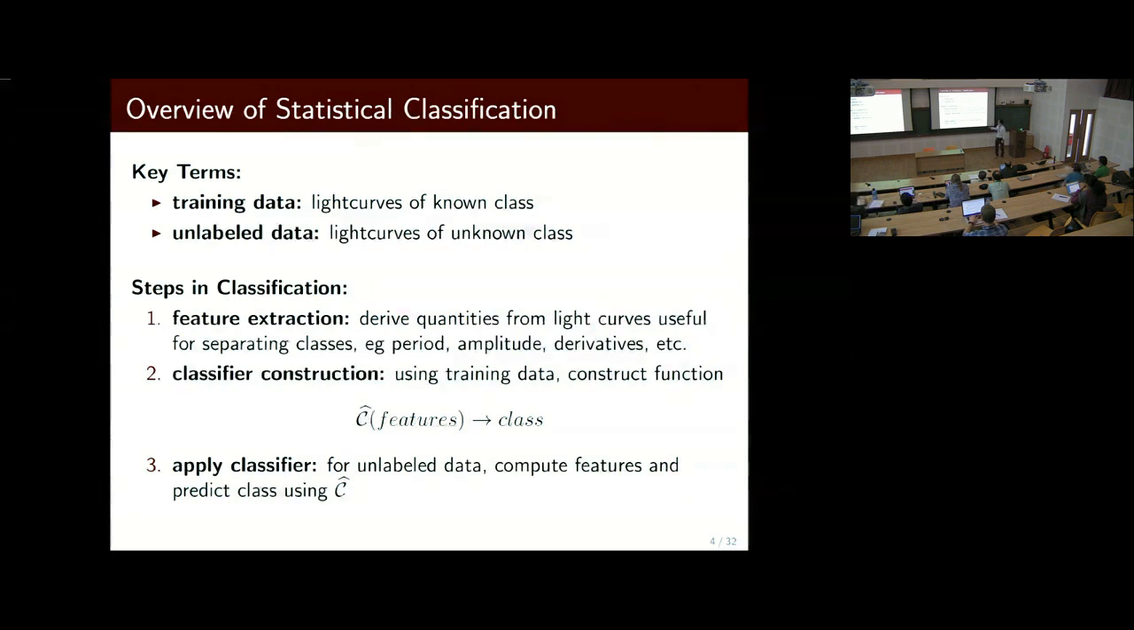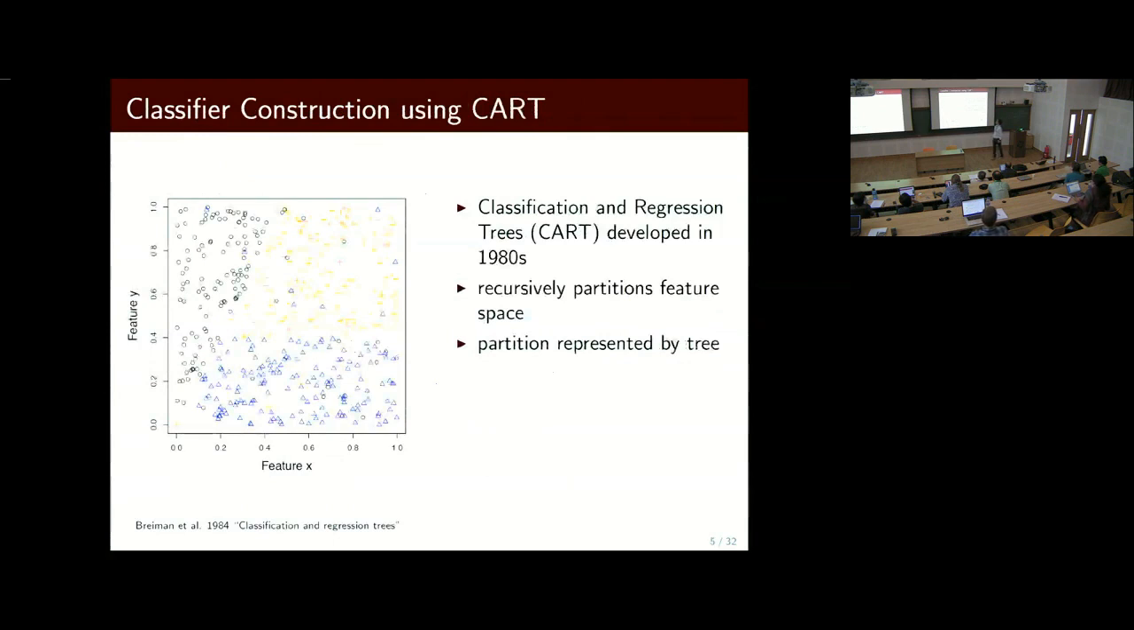Steps 1 and 3, I think, are pretty clear. Step 2 is sort of where the magic happens. How do we construct this classifier C hat? So I'm going to discuss one method for doing that. And that method is called CART, Classification and Regression Trees. CART was developed in the 1980s. And what CART does is it partitions feature space in an attempt such that the elements of the partition contain objects only of a particular class.